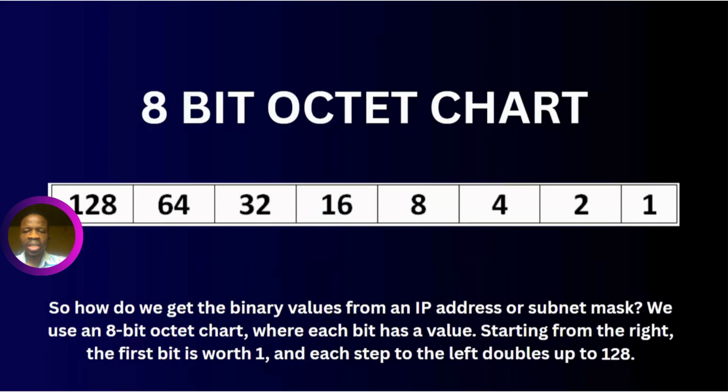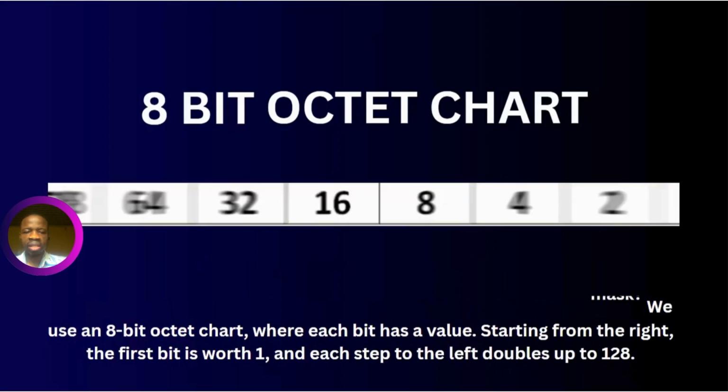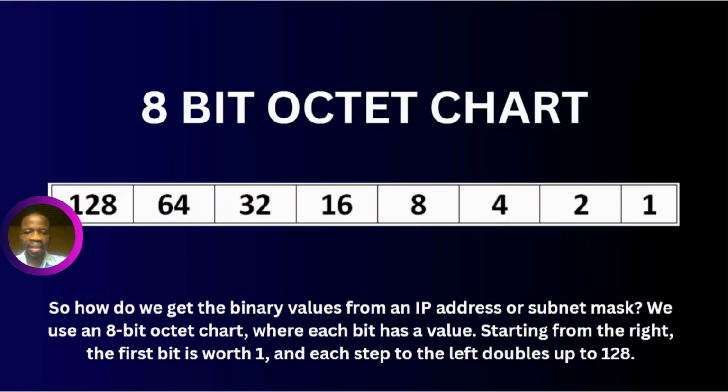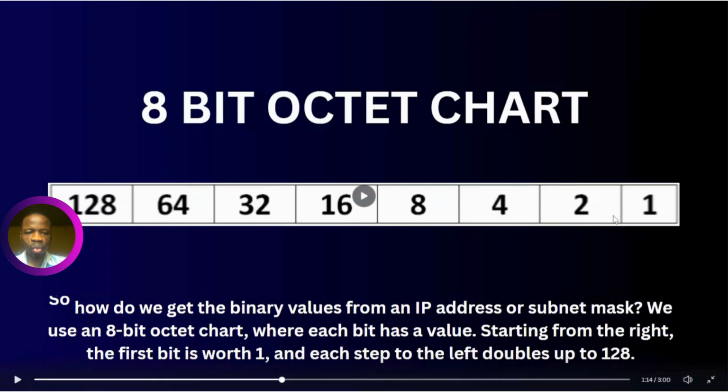So how do we get the binary values from an IP address or subnet mask? We use an 8-bit octet chart where each bit has a value starting from the right. The first bit is worth 1, and each step to the left doubles, up to 128. Like you add 1 to this one, it gives 2. To this 2 gives 4. 4 to this 4 gives 8, up to the level of 128.